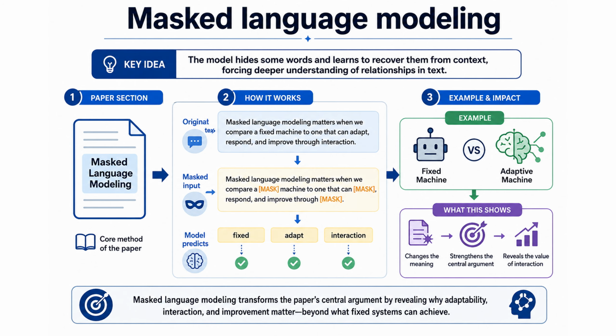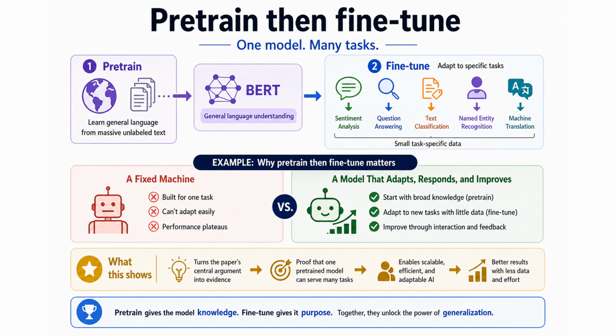Once that is clear, the next step is pre-train, then fine-tune, because that extends the paper's argument in a more concrete direction. Pre-train, then fine-tune. BERT showed that one large pre-trained model could be adapted to many language understanding tasks. For example, pre-train then fine-tune matters when we compare a fixed machine to one that can adapt, respond, and improve through interaction. What this example shows is how pre-train then fine-tune changes the meaning of the paper's central argument. This matters because it helps explain why this paper became one of the foundation stones of AI history.